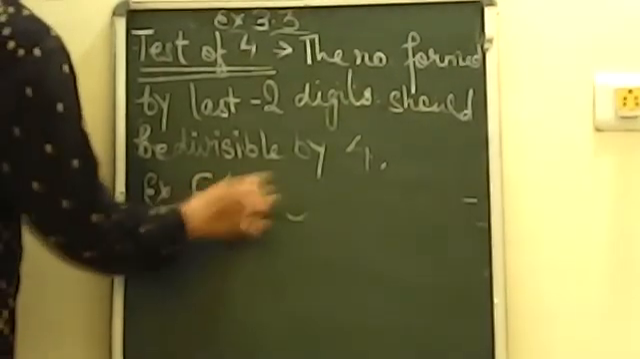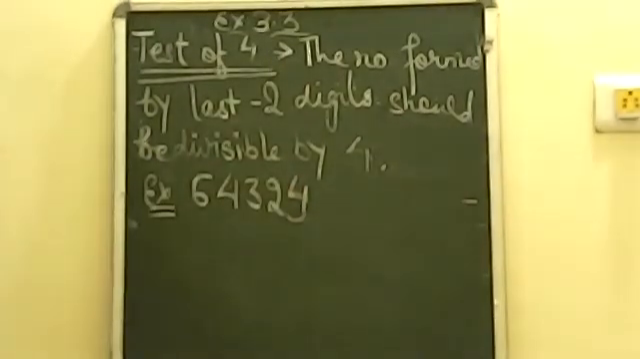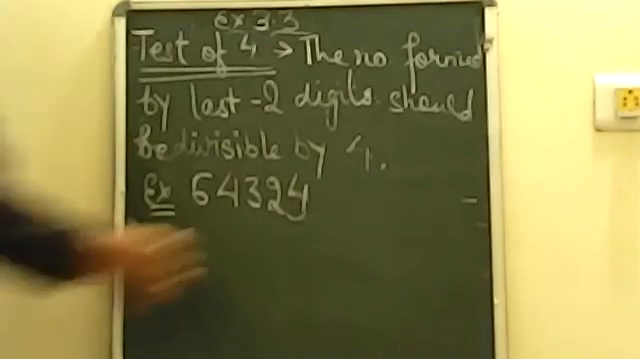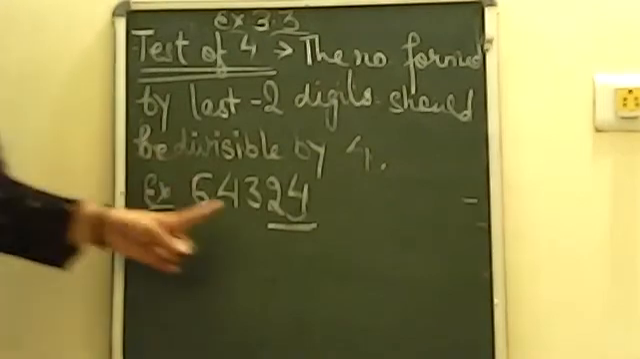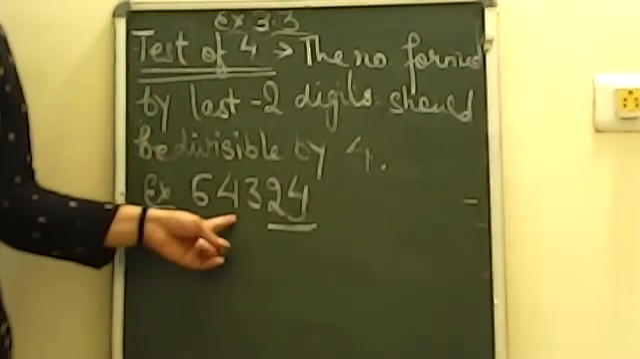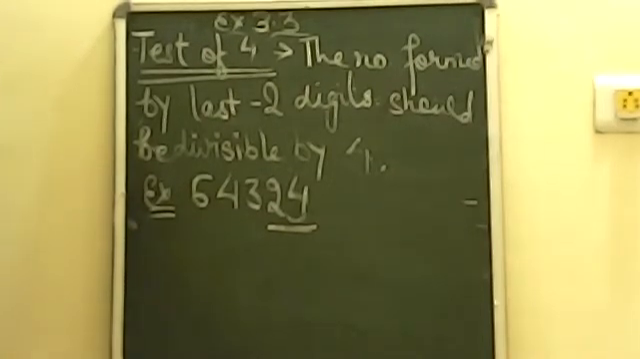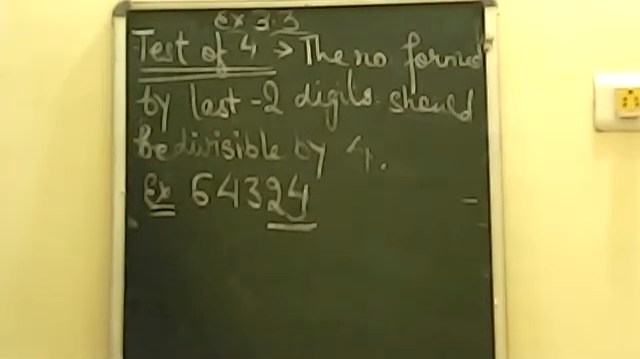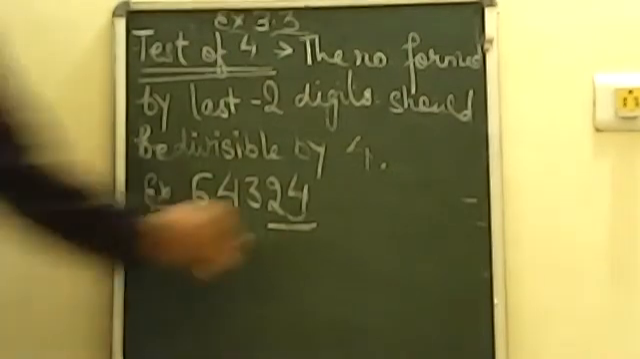64324. Now this is a number, and I am telling you to check the last 2 digits. So, beta, let us first underline the last 2 digits. Now you can see the last 2 digits here are 24. 24 is a number. Let us check whether it comes in the table of 4 or not. 4 ones are 4, 4 twos are 8, 4 threes are 12, 4 fours are 16, 4 fives are 20, and 4 sixes are 24.